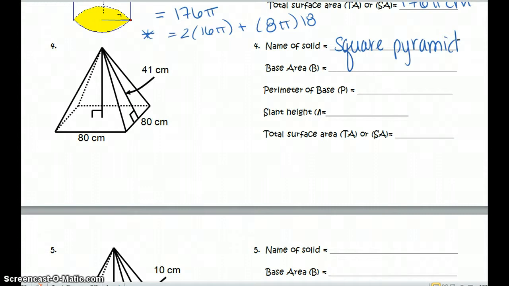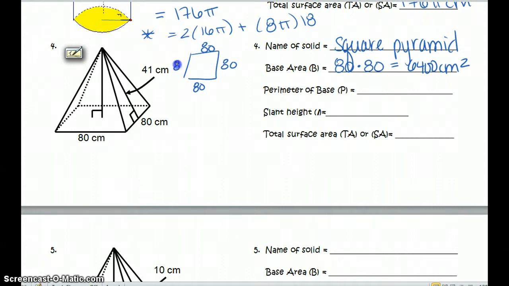Okay, think of an ice cream cone. An ice cream cone isn't square. Maybe it is out there somewhere, but not typically. Okay, so this is a square pyramid. So area of the base is 80 times 80, which gives you 6,400 centimeters squared. The perimeter of the base, and if we need to, let's draw it off to the side, so 80 and 80, so that's how we found the area. The perimeter is going to be all four sides, so that is going to be 320 centimeters.